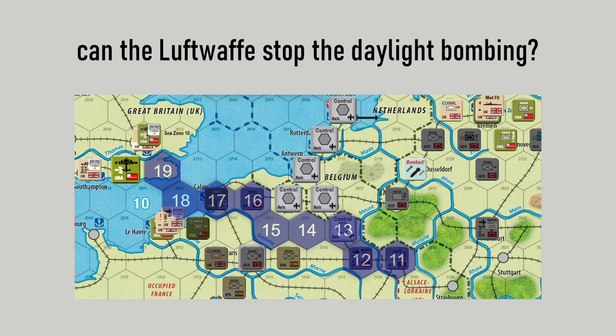But let's look at a hypothetical. Can the Luftwaffe stop the daylight bombing? So, for those people who don't know, when the United States entered the war, it began a daylight bombing campaign against Germany. The idea was that in daylight you would be able to precision bomb factories. Now, of course, they couldn't actually do this because they'd radically overestimated how accurate they could be, but it did mean that there was a very heavy, sustained bombing campaign against German factories throughout the later part of the war.